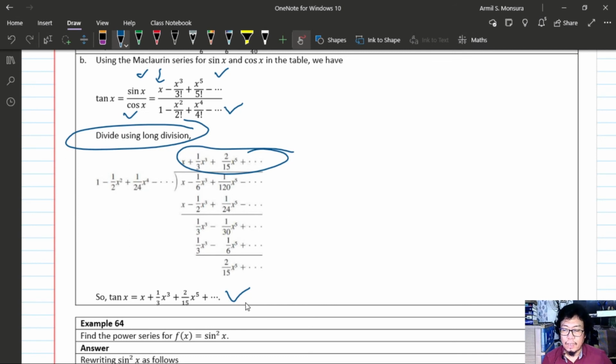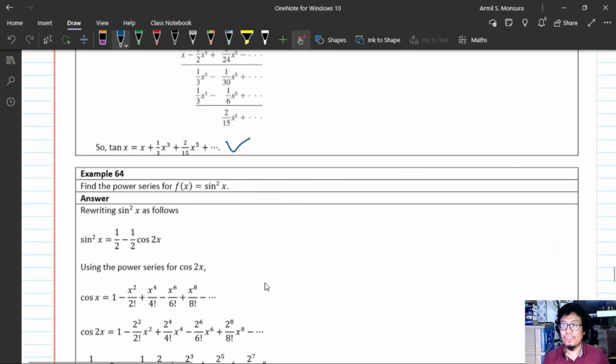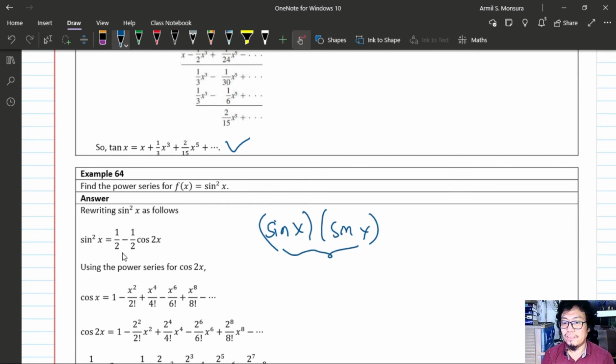Now, here in example 64, instead of doing it this way, finding the product of sin x over sin x, which is okay, I'm not saying that this is wrong, you can actually make it easier by writing sin square x in terms of cosine, which is now not a power function for cosine, but rather just a product of angle.